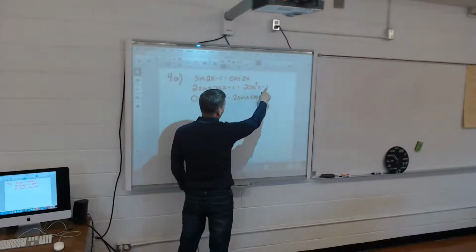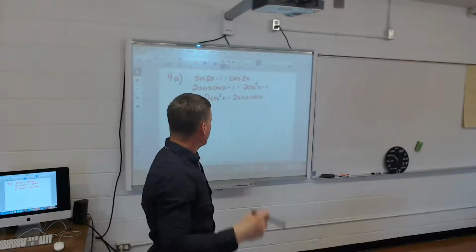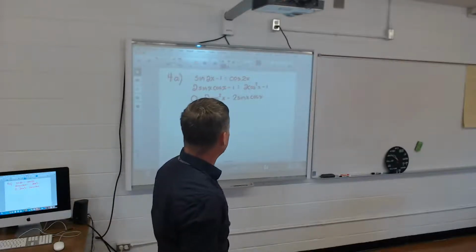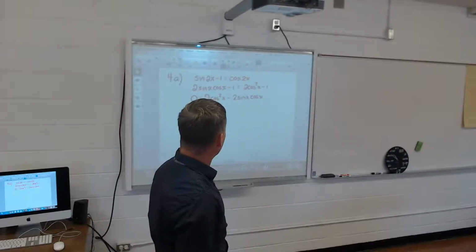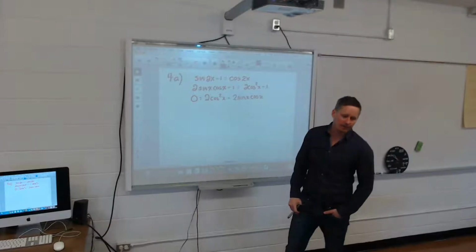And when I add the 1 to both sides, I get 0. So this is what I'm left with. So now I'm left with 2 cos squared x minus 2 sine x cos x. Again, because it's equal to 0, I can factor this.